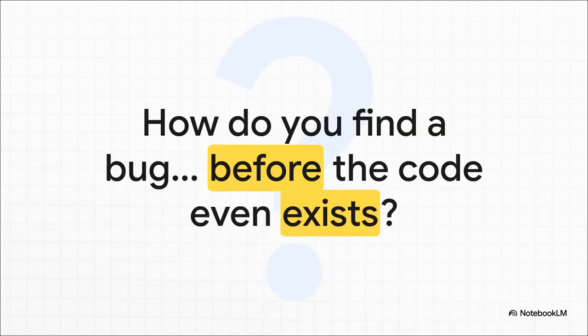It really does sound like a riddle, right? How on earth can you find a bug in something that's not even there? It seems impossible, but this is actually the secret weapon that separates good programmers from great ones. They test the logic, the algorithm itself first. And today, you're going to learn exactly how they do it.